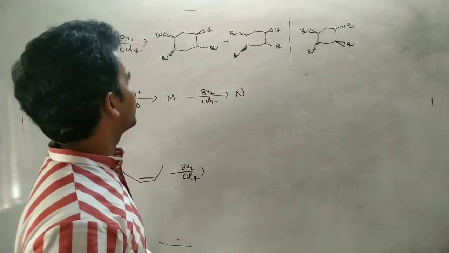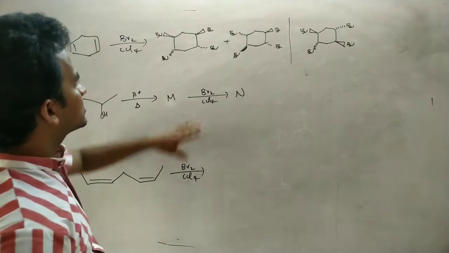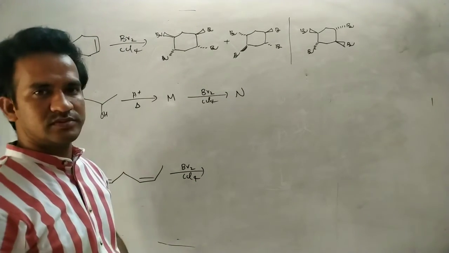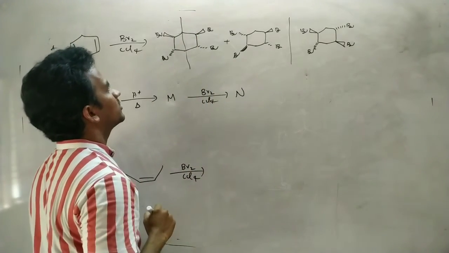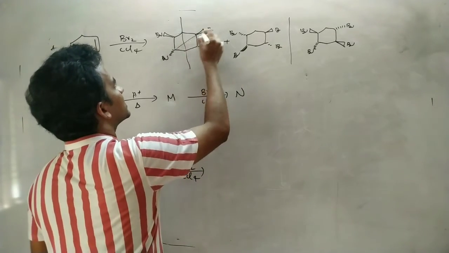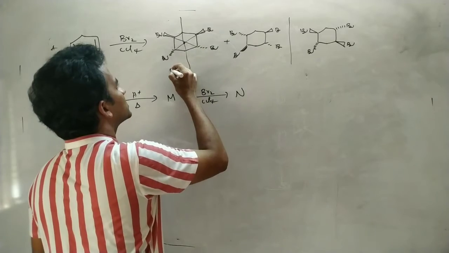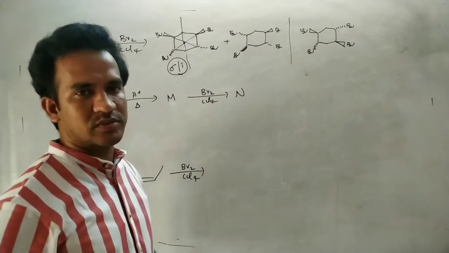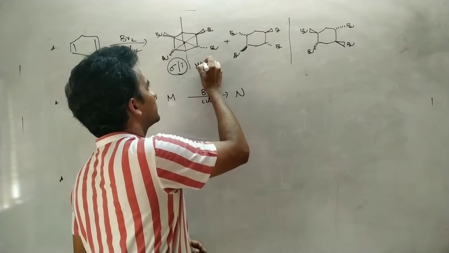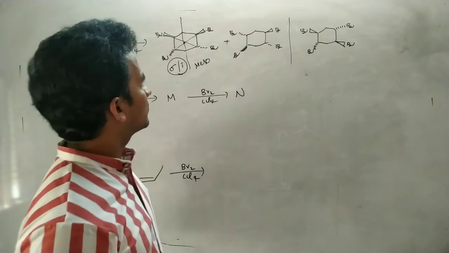So in this reaction, this compound is an optically inactive compound, because there is a plane of symmetry. There is a plane of symmetry as well as a center of symmetry also. Sigma as well as i are both present. It is an optically inactive compound. It is nothing but a meso compound.